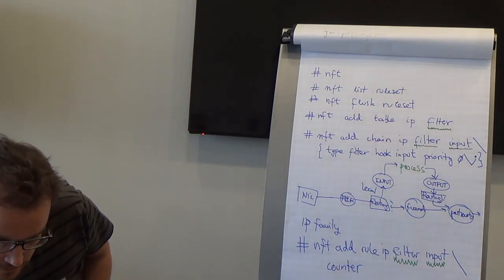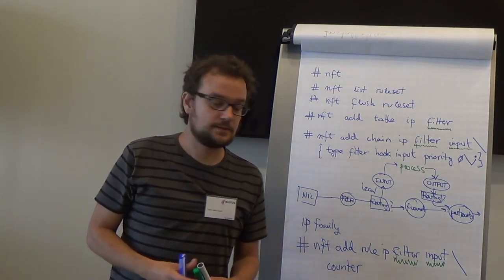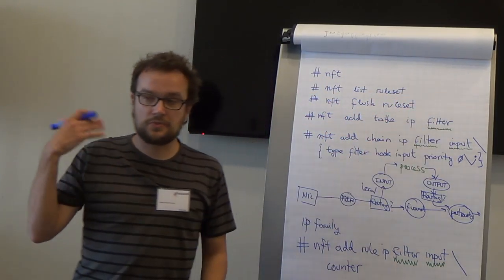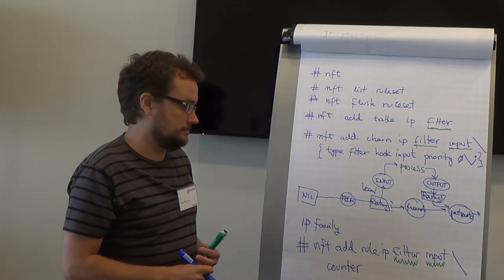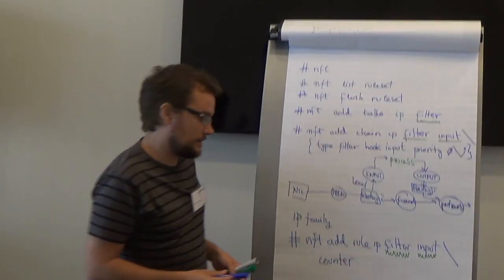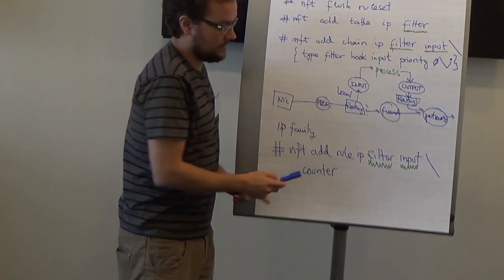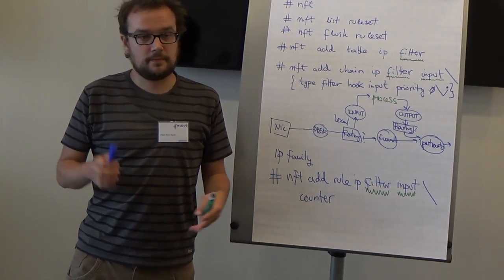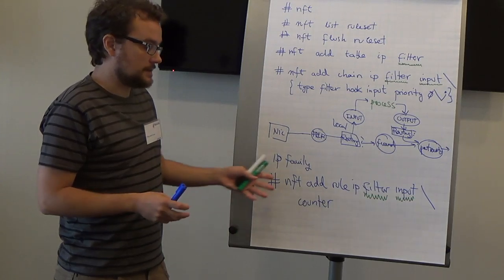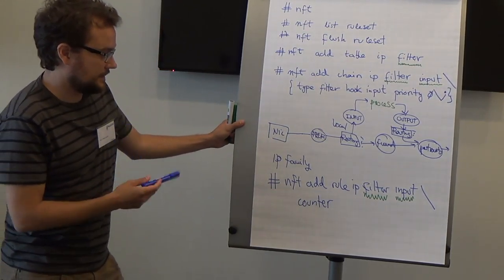Can you initialize it with a value already? Yes, you can restore counters. Since you can store the listing into a file and then restore it, you can restore the counter values. Currently we have two kinds of stateful statements. One of them is counter, another one that exists is limit, and we will get another one soon. And specifically with counter, it's interesting to be able to restore this, right?